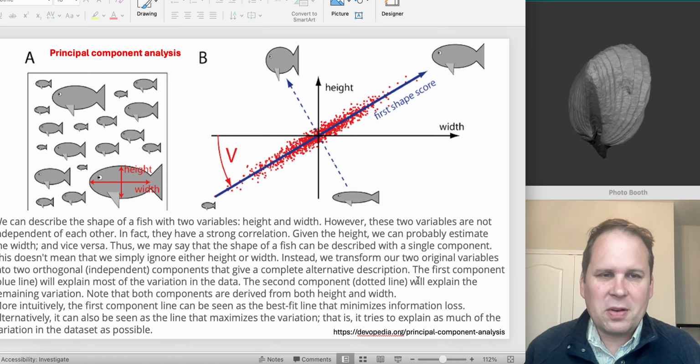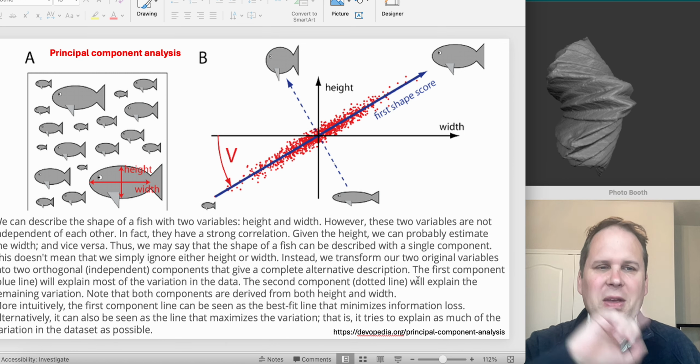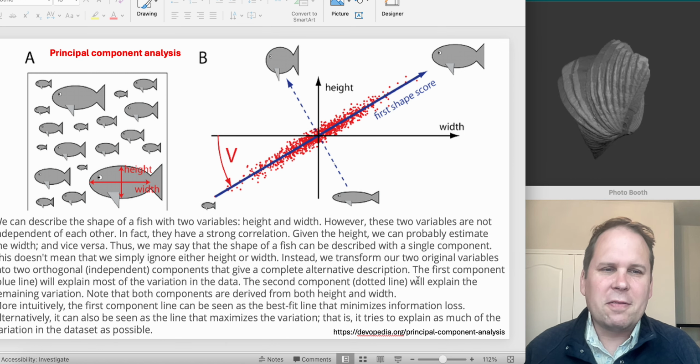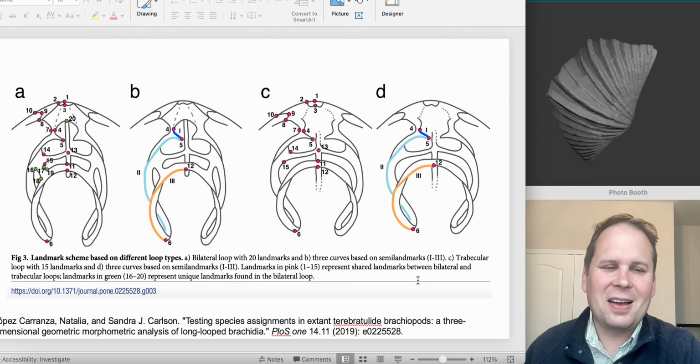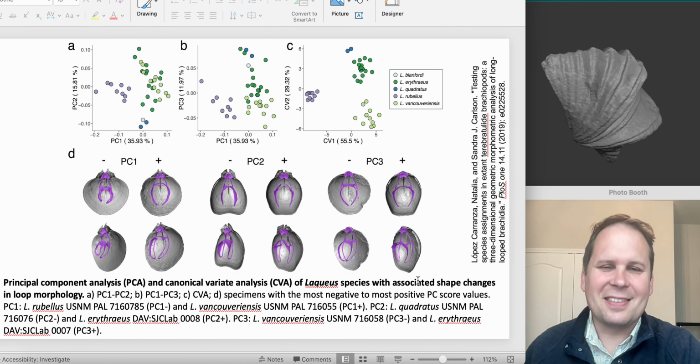And so principal component analysis is a mathematical way of doing exactly that. You can do it with bird feathers. You can do it with points on the loaf of an extant brachiopod. You can do it with all kinds of stuff.